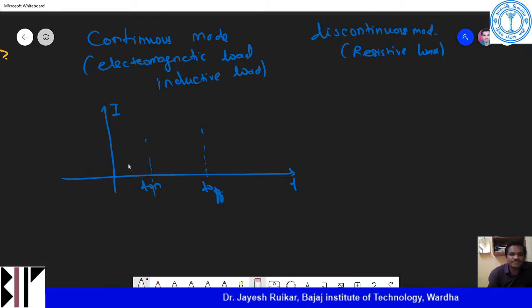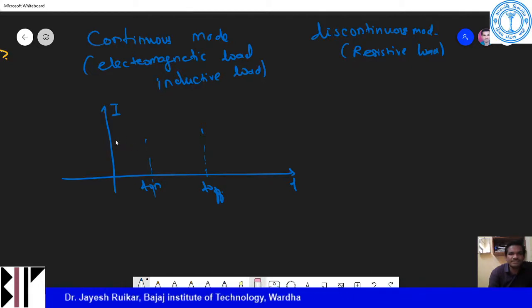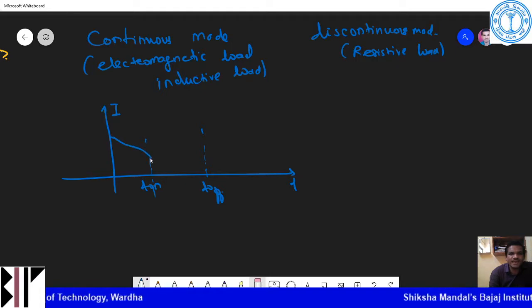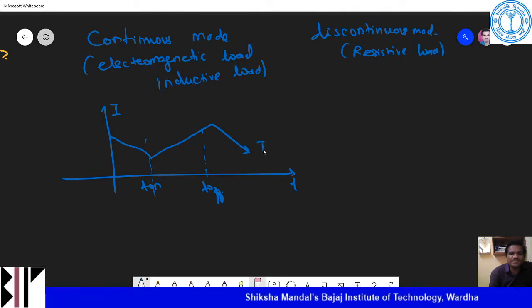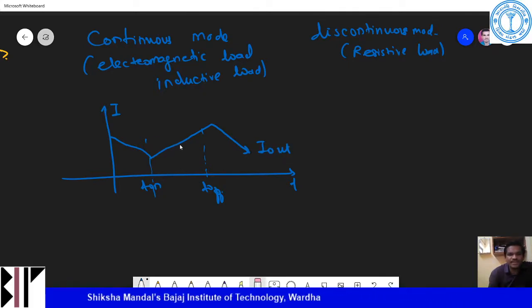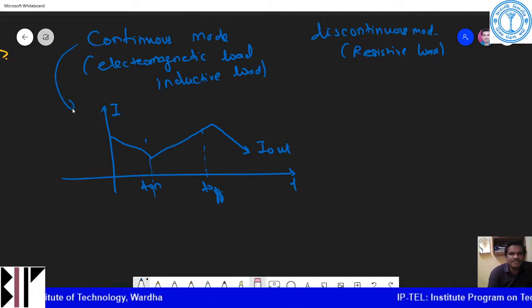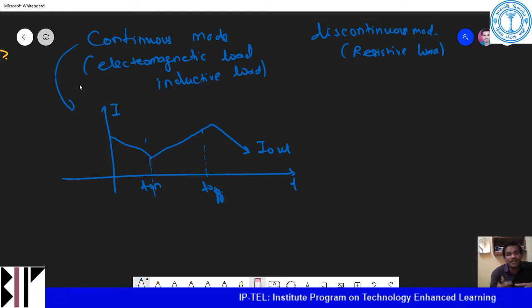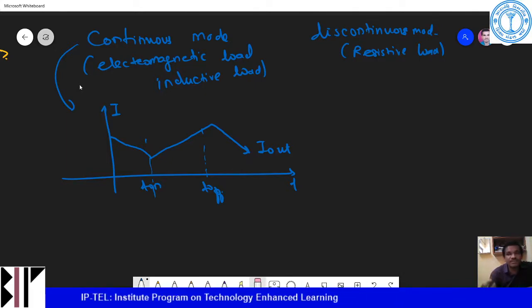If you see that in current conduction mode, this is the T off time. My current decreases here, and again it starts increasing and then decreases. This is my output current, so it varies across my T on and T off time, which is the continuous mode. Continuous mode is used whenever my load is an electromagnetic load or an inductive load. What about discontinuous mode?